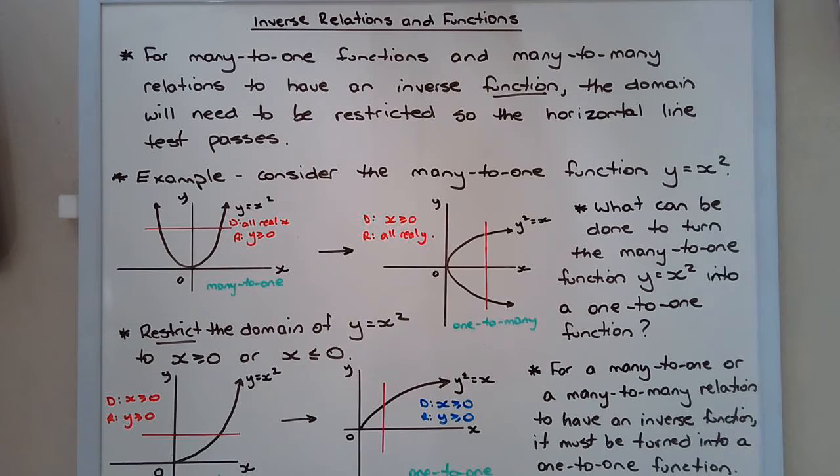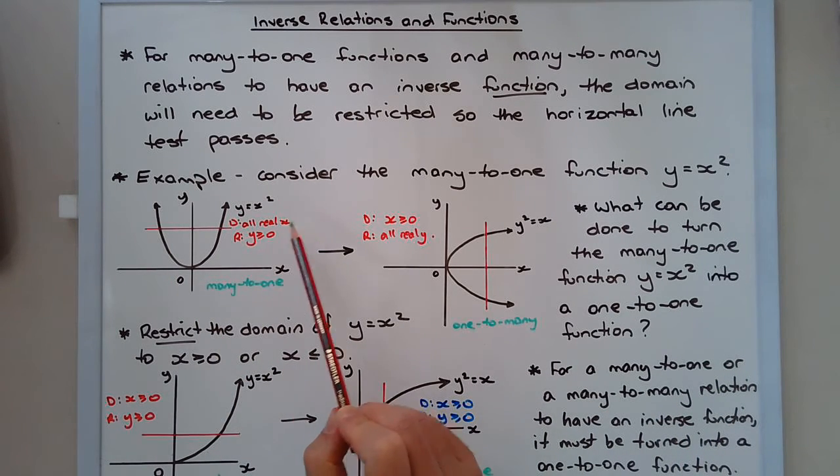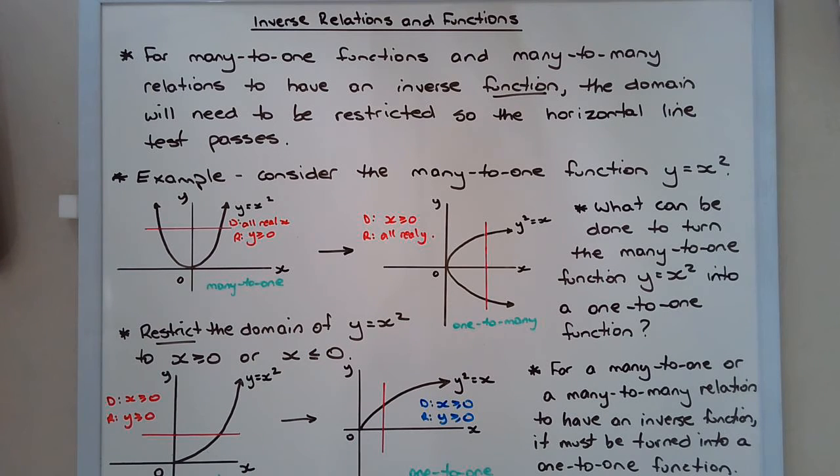Let's look at an example. Consider the many-to-one function y equals x squared. Here's the parabola, domain all real x, range y greater than or equal to 0. It fails the horizontal line test, which means its inverse will fail the vertical line test. So the inverse of a many-to-one function is a one-to-many relation.